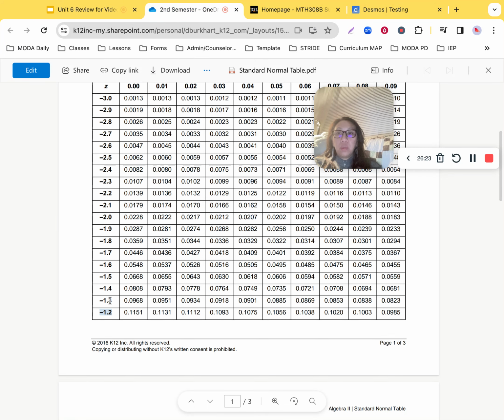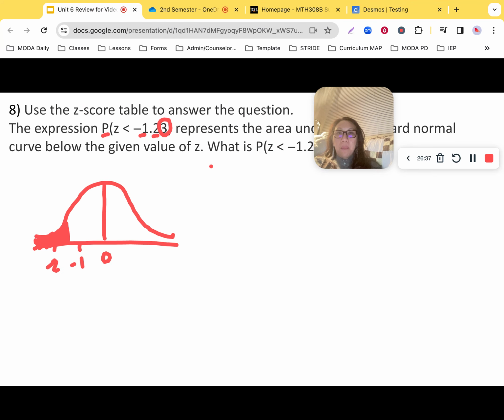So the first column gives the whole number with the tenths place of your decimal, and the first row gives your hundredths place, or second decimal place, which would be 0.3.